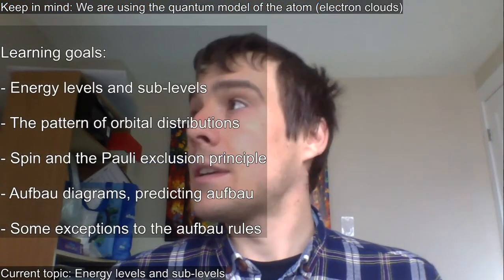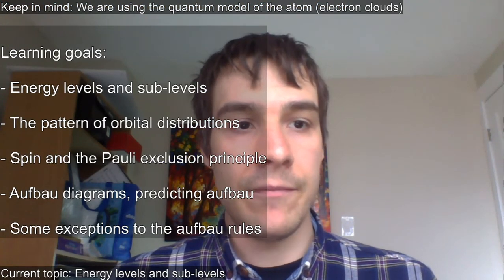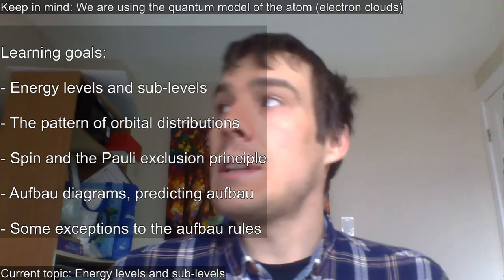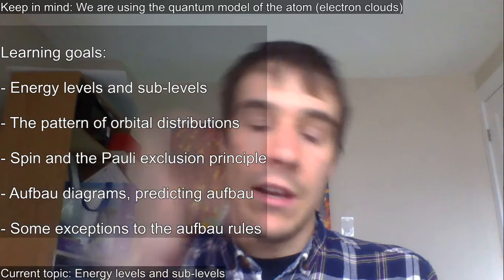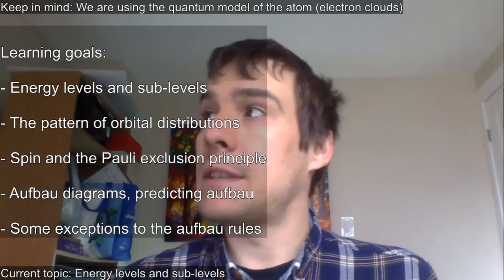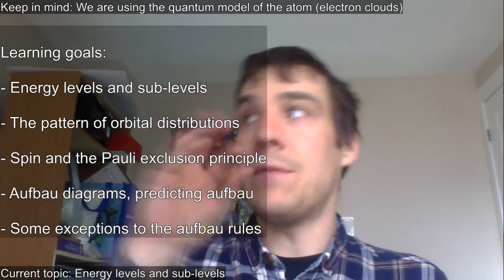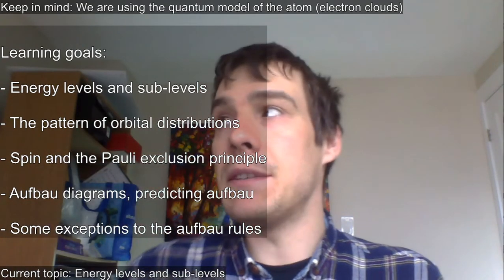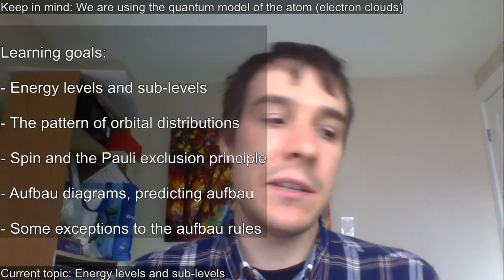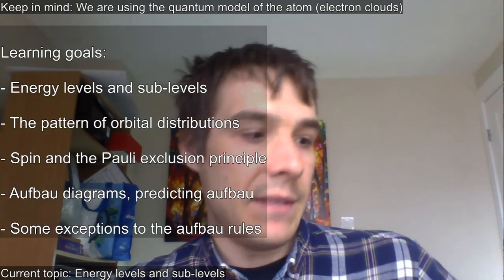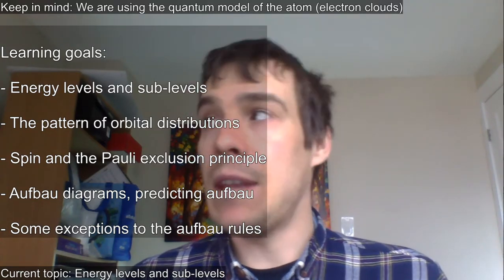So, looking at what we're going to talk about today, we are going to talk about energy levels and sublevels. So the basic things that tell us where we're going to put stuff in this diagram. We'll talk about the pattern of orbital distributions. How do we know that there's 5 spots and then 3 spots and then 7 spots and stuff like that. I'll briefly take a detour into spin and the Pauli exclusion principle.